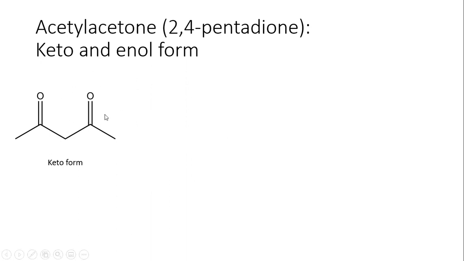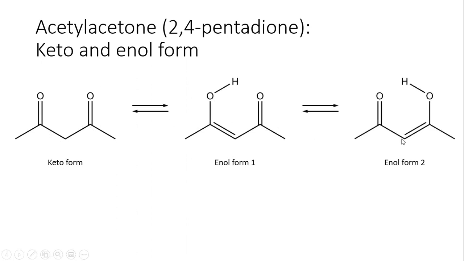The keto form of acetylacetone is in equilibrium with another form where one of the hydrogens here jumps to the carbonyl and forms what we call an enol. Shown here are the two possible enol forms of acetylacetone. The reason we have two different enol forms is because we have two carbonyls, so there are two possibilities for the proton to jump into. It can either form the enol with the carbonyl on the left side or with the right-hand side here.